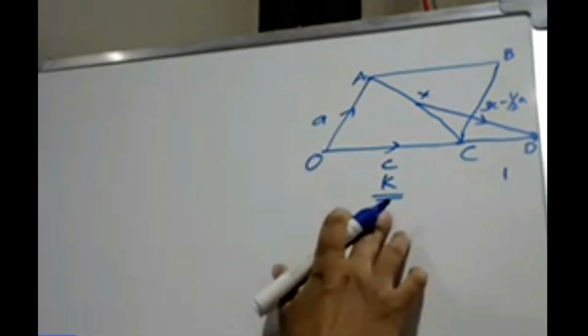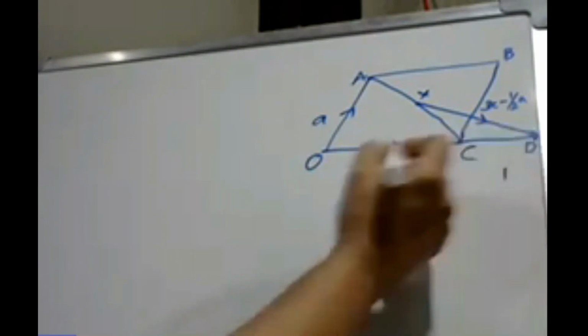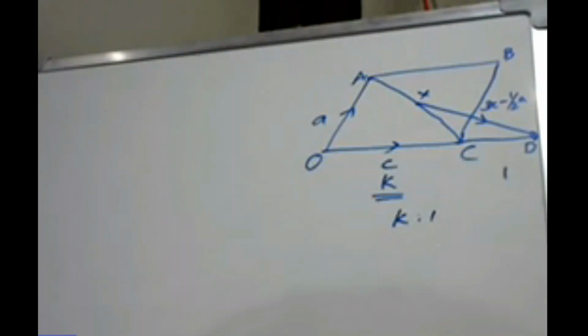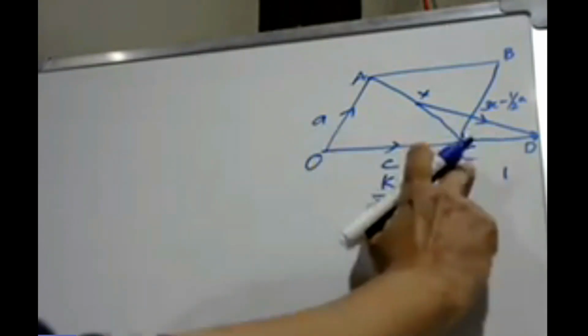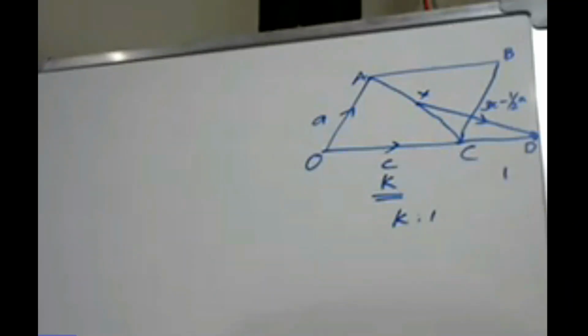So to find the value of K, we have to find these distances, meaning OC and CD. OC is given as C, so we have to find CD in terms of C. Only then we can equate it with the ratio K is to 1. OC we have as C, and CD you have to find out. So to find CD, we have to get the value of this vector.